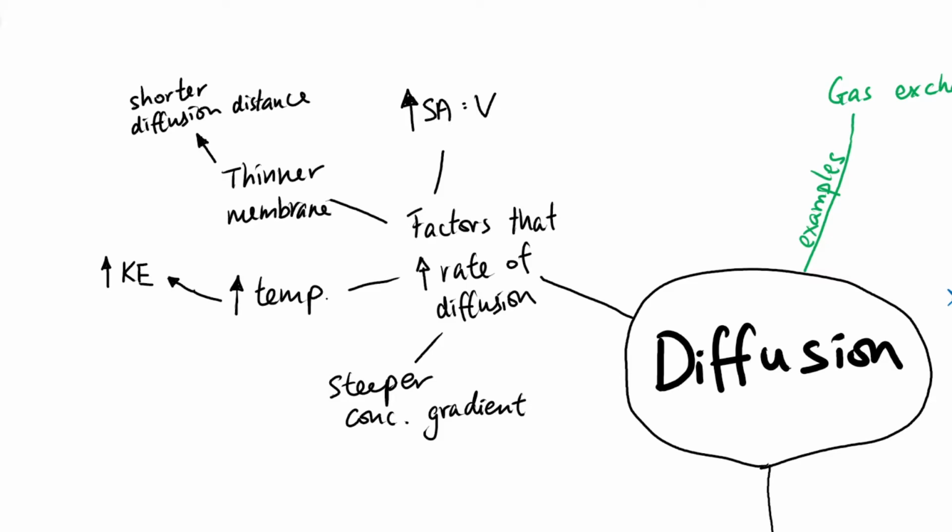So this could be in animals, for example. This is usually done by having an extensive blood network, or having lots and lots of capillaries wrapping around certain exchange surfaces. And the idea is that once the chemicals move into the bloodstream, they're very quickly carried away, so that you're keeping the difference in the concentration between the surfaces.